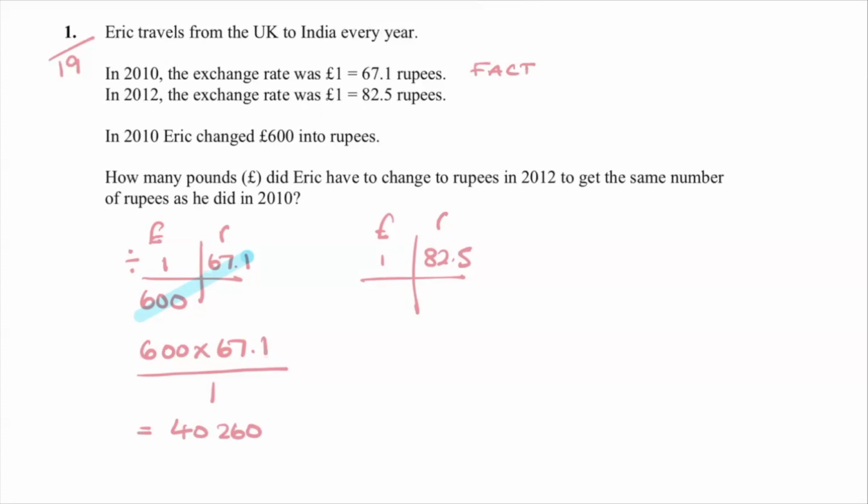Now we want to work out how many pounds he'd have to change in 2012 to get the same number of rupees. The same number means that in our rupees column, we're going to put our previous answer. Now remember, we multiply across the diagonal and we divide through. We can see that the multiplying is multiplying by 1. Don't really need to show that. So we will just finish it off by doing the division. So our answer is 488.